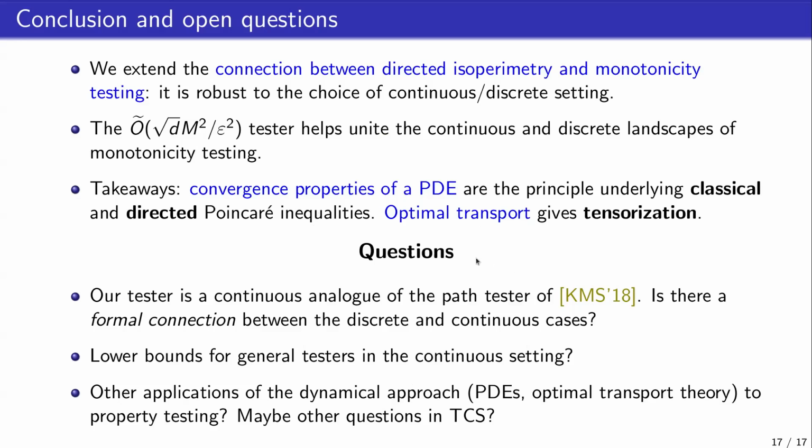So some open questions are, first of all, our tester is very similar to the path tester, which came from that KMS paper that I told you about, but I don't know if there's a formal connection between these two. That's an interesting question. I also don't know how to show lower bounds for general testers in this continuous setting, and I would also be interested in more applications of this type of dynamical approach, this PDE and optimal transport, to other problems in property testing or even more broadly in TCS.